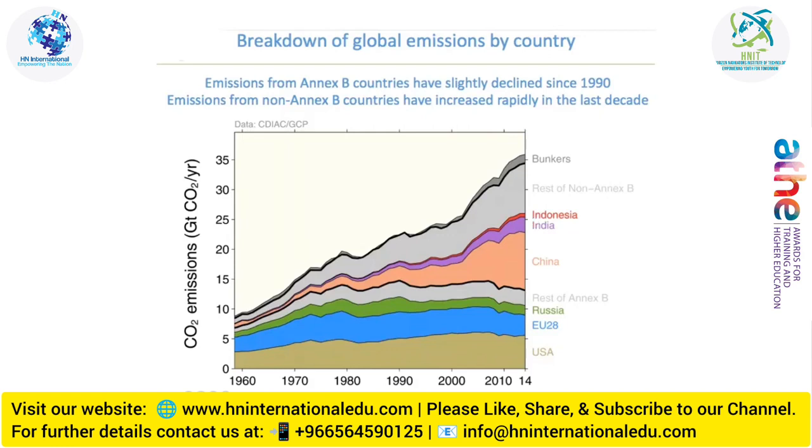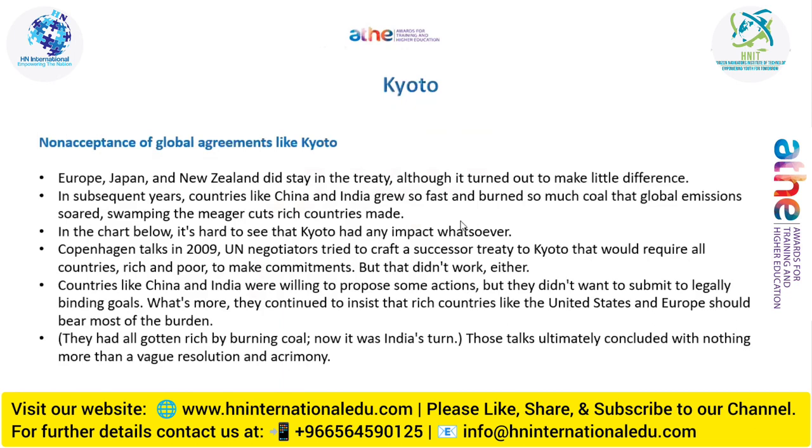So you can see that the developed countries had sustained their emissions, but these developing countries increased their emissions a lot. At the Copenhagen talks in 2009, UN negotiators tried to craft a successor treaty to Kyoto that would require all countries, rich and poor, to make commitments, but that didn't work either. Countries like China and India were willing to propose some actions, but they didn't want to submit to legally binding goals. What's more, they continued to insist that rich countries like the US and Europe should bear most of the burden.